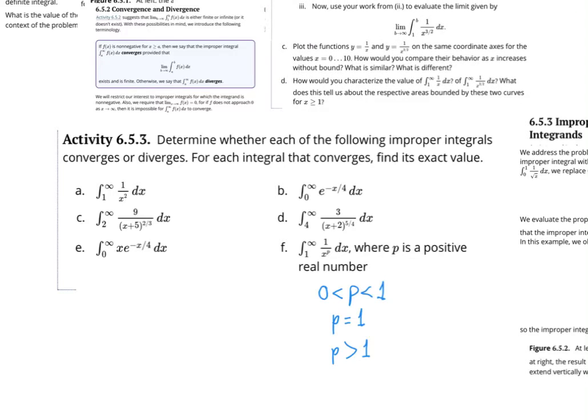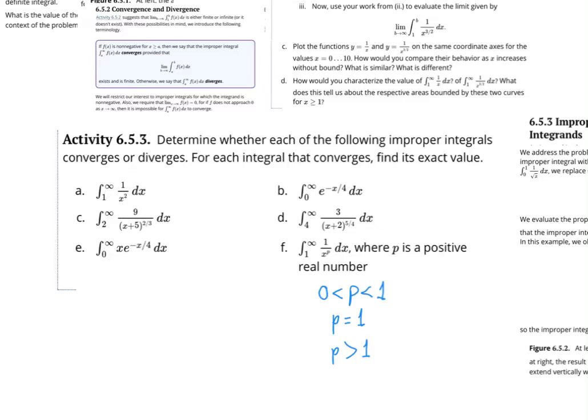Notice that the first integral you did in this activity is the case where p equals 1. The second integral you did is in the case p is greater than 1, which means you might need to make up an example by picking a number between 0 and 1 since you didn't already do one of those in this activity. That's my hint for activity 6.5.3.